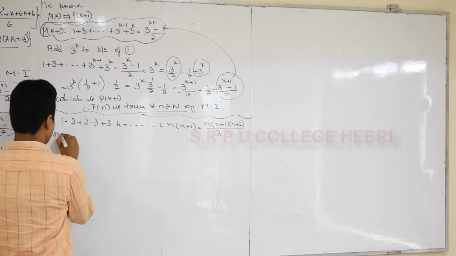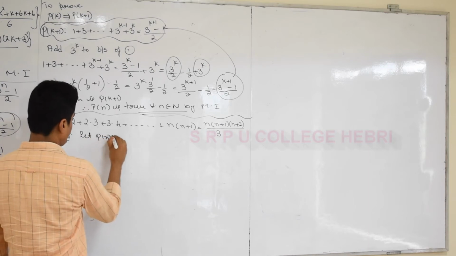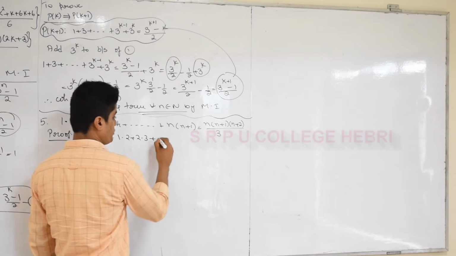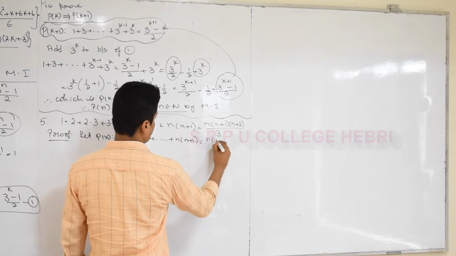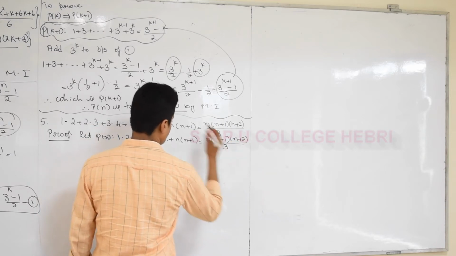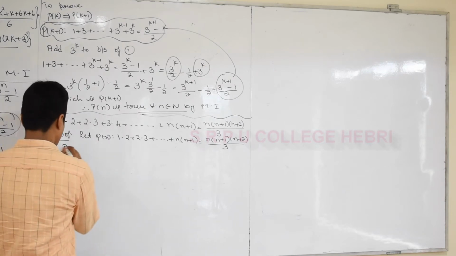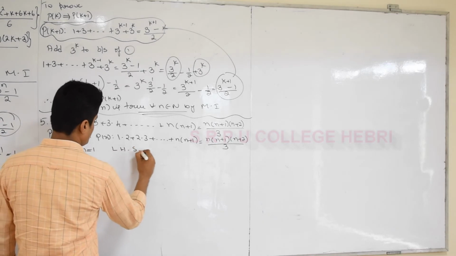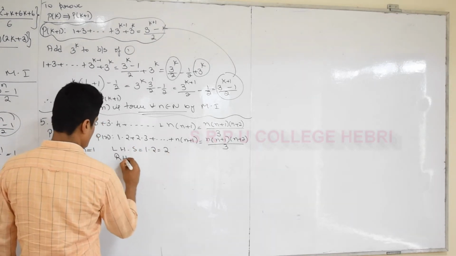The same procedure: take the given statement as P of n, 1 into 2 plus 2 into 3, and so on up to n into n plus 1 equals n into n plus 1 into n plus 2 divided by 3. Fine? Now verification. Put n equal to 1. LHS, the first term: 1 into 2, which is 2. Now substitute the same number in RHS.